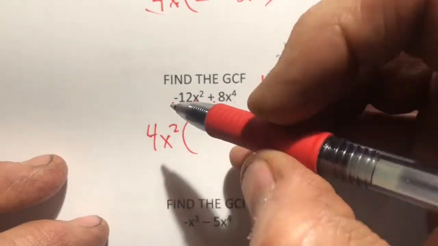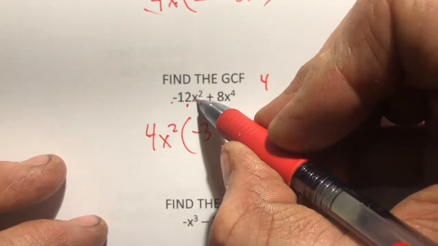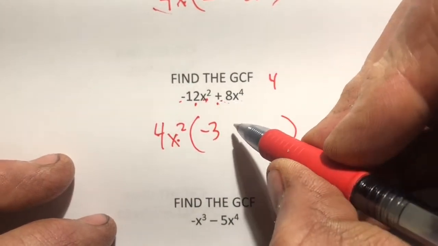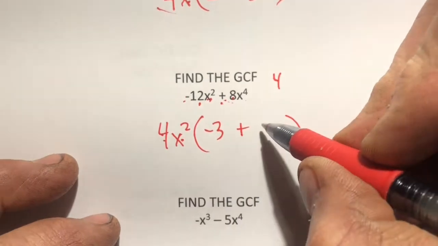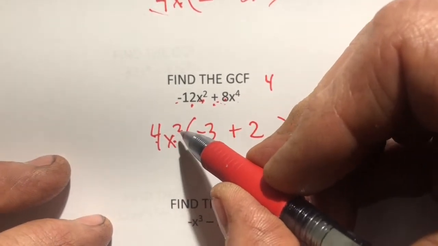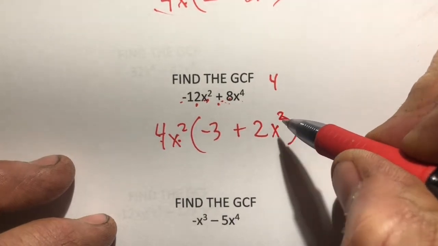So negative 12 divided by 4 is negative 3. I've got an x squared. I'm dividing out the x squared, which means I have no x's left over. Then I have a plus. 8 divided by 4 is 2. I've got x to the 4th. I'm dividing out 2 of them, so it's going to leave me 2 left over. So x squared left over.